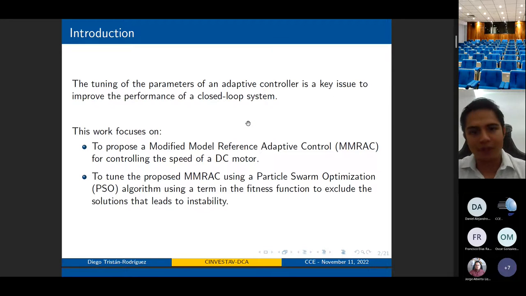The tuning of the parameters of an adaptive controller is a key issue to improve the performance of a closed loop system. However, it is a well-known fact that model reference adaptive controllers may produce violent transient responses, in many cases oscillatory, thus leading to poor performance. In this work, we focus on two main points. The first is to propose a modified model reference adaptive controller, MMRC, for controlling the speed of a DC motor. The idea is to add damping through an extra proportional term in the control law. The second point is to tune this proposed MMRC using a particle swarm optimization algorithm, adding an extra term in the fitness function to exclude the solutions that lead to instability.